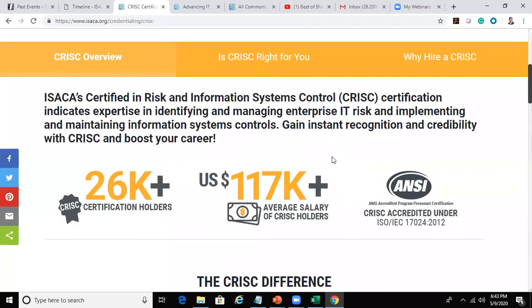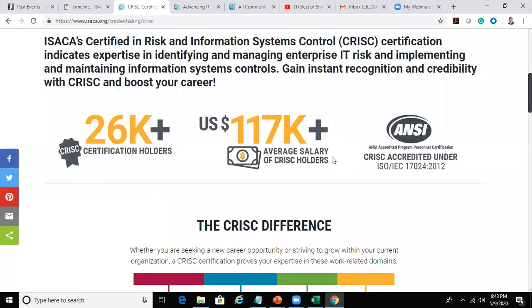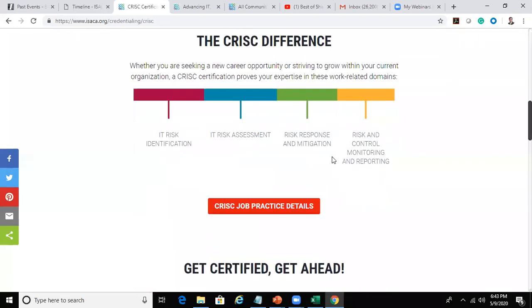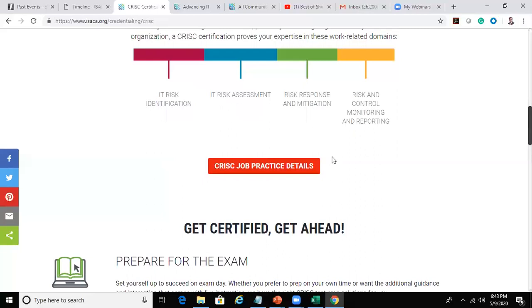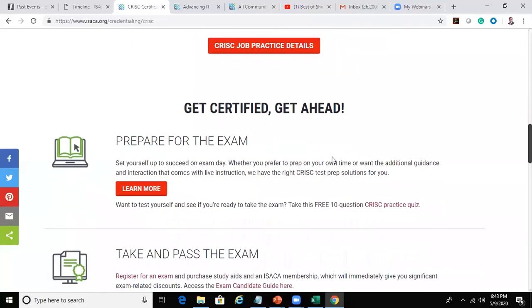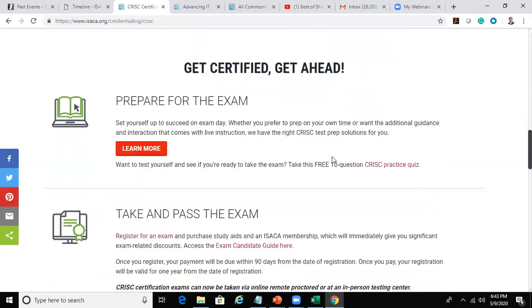Today, CRISC is in its 6th edition manual. It's an amazing certification. I see a lot of traction on CRISC today, and many organizations are making CRISC mandatory in job descriptions. Most of the banks, and it's not only banks, of course, healthcare and many other organizations today, because risk is very important.